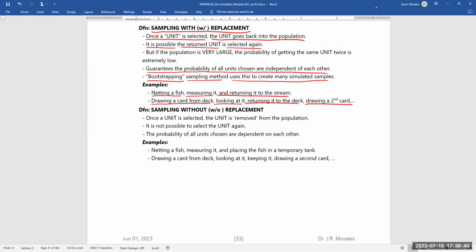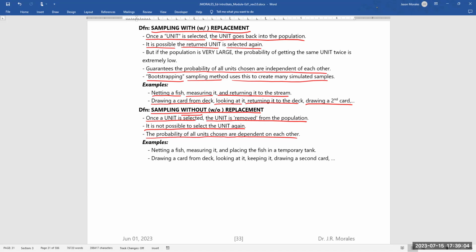In contrast to sampling with replacement, we can sample without replacement. So once a unit is selected, the unit is removed from the population. Therefore, it is not possible to select the unit again. The probability of all units chosen are dependent on each other.